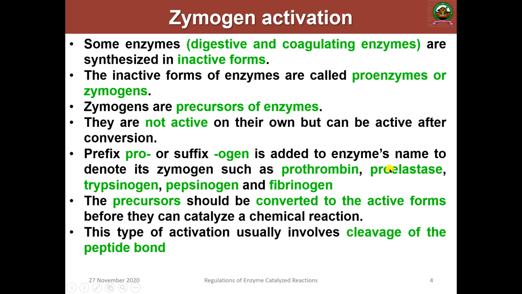Either pro can be added or ogen can be added to denote the precursors or the inactive form. And this precursor should be converted to the active form before they can catalyze the chemical reaction. And this type of activation usually involves the cleavage of the peptide bond.